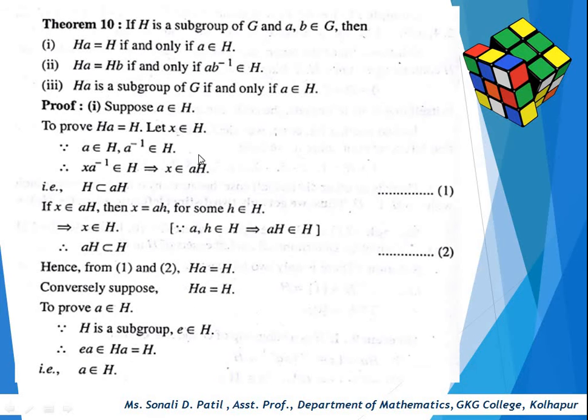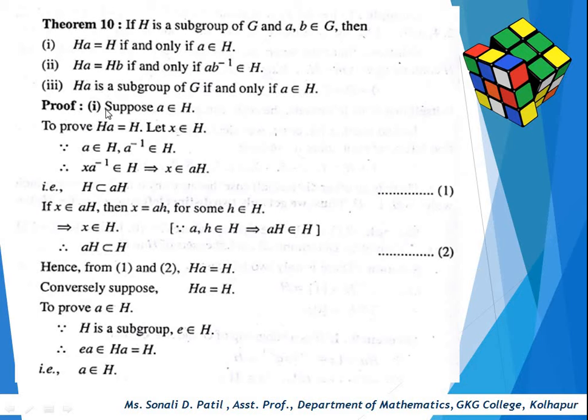Okay. So next there is one theorem. If H is a subgroup of G and a, b belong to G, then first, Ha = H if and only if a belongs to H. Second, Ha = Hb if and only if ab inverse belongs to H. Third, Ha is a subgroup of G if and only if a belongs to H. Okay, so these three theorems we can prove their converse parts also, because here it is if and only if, so we can prove the converse part. So let's start with the proof.